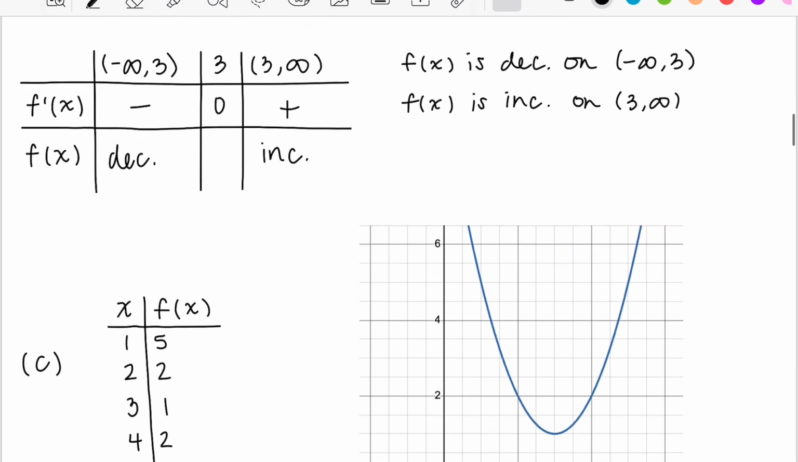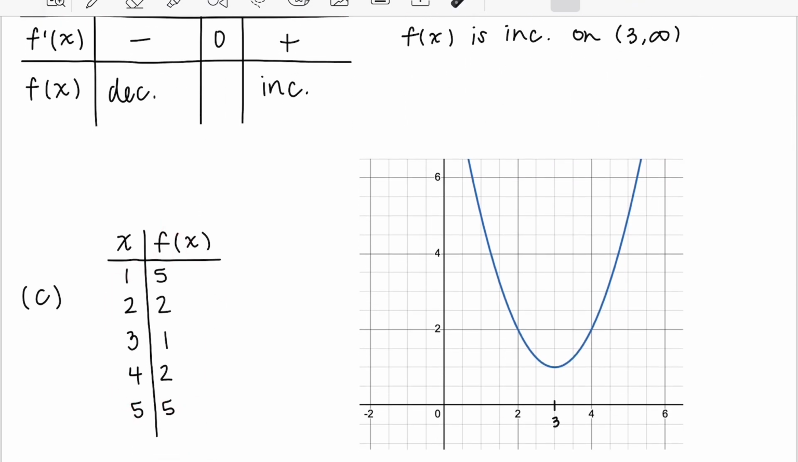And then plotting some values here, we see that this is our graph, and we know that at the point x is equal to 3, we have a horizontal tangent line. So we'll draw that here.